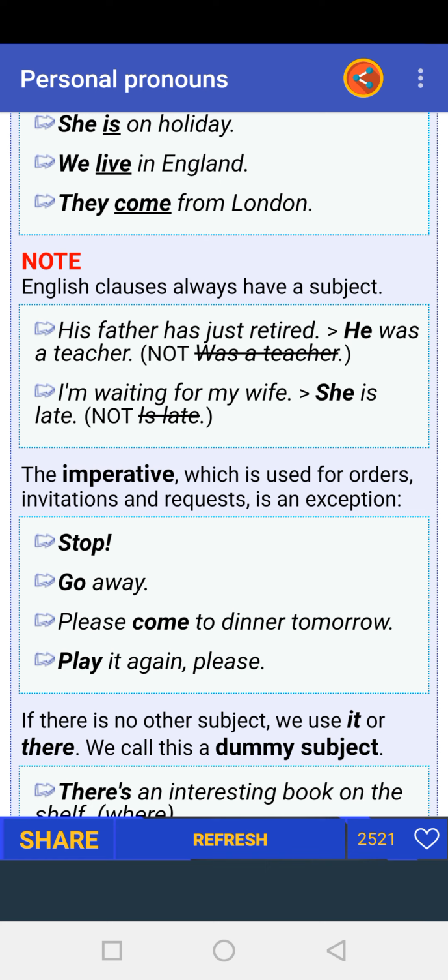English clauses always have a subject. His father has just retired. He was a teacher. So here every clause should have a subject. We can't just get rid of the subject in the second clause. We can't say, his father has just retired, was a teacher. No. In English, we should always use a subject in each clause. His father has just retired. He was a teacher. I'm waiting for my wife. She is late.